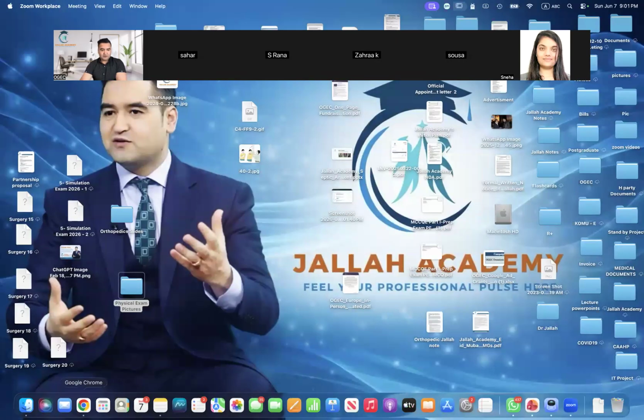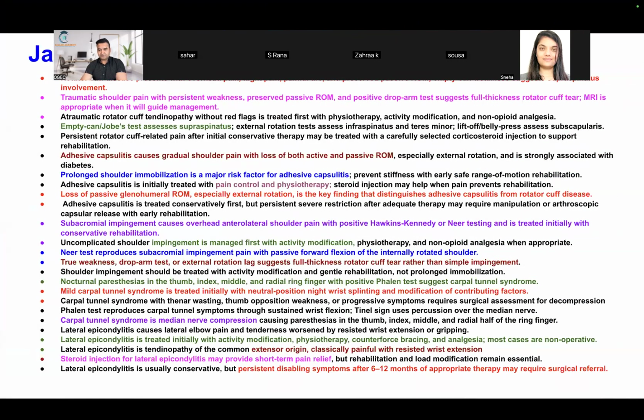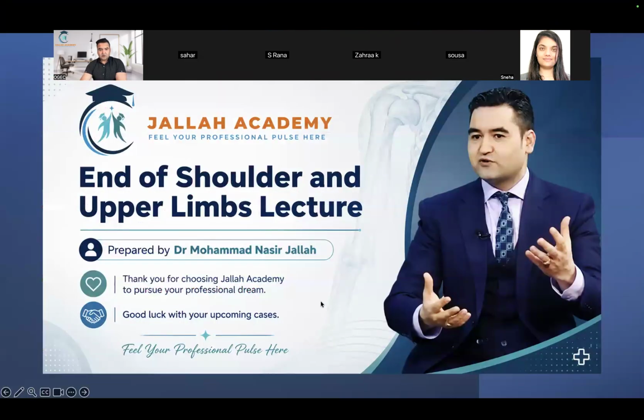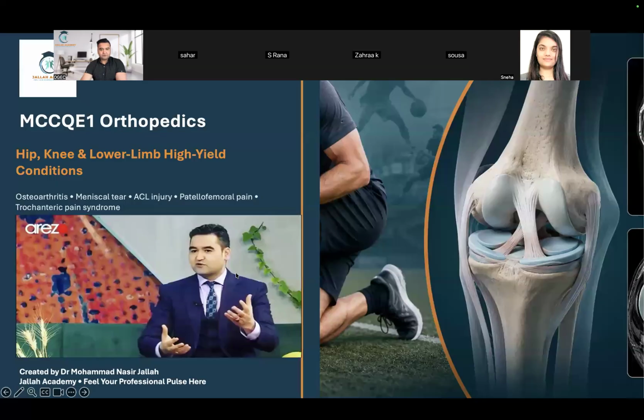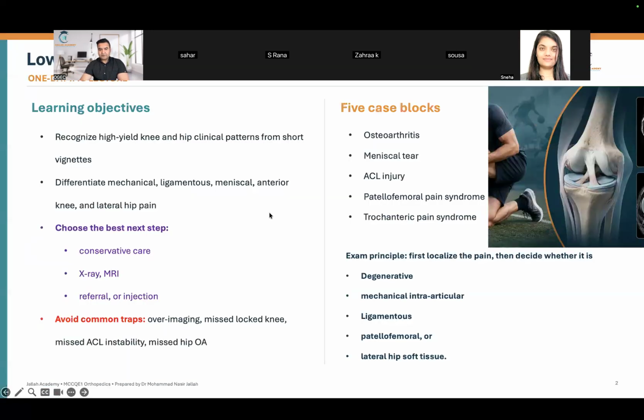So we are moving on to our second lecture of tonight, which is going to be about the lower limbs. Today we're going to talk about a few of the most important and commonly tested topics about the hips, knee, and lower limbs.